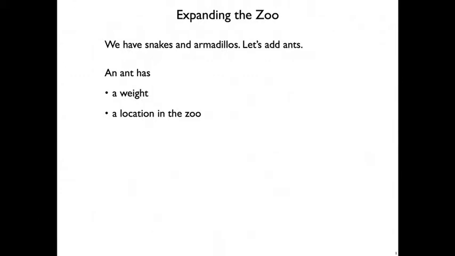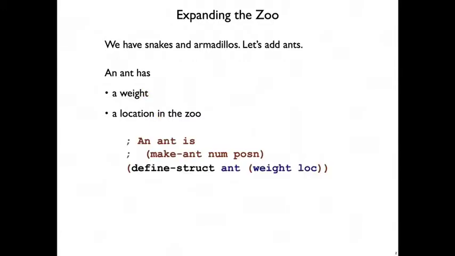We have snakes, we have armadillos. Let's extend our zoo with ants. Each ant is going to have a weight in pounds, and it's going to have a location in the zoo, which we'll represent as a posn, sort of Salt Lake City style, relative to the ant's home, which will be at the origin. So, for example, that means an ant has two parts, a weight and a location.